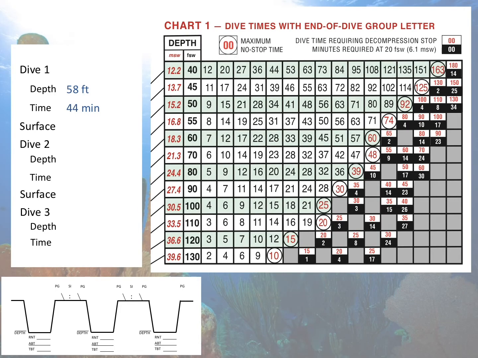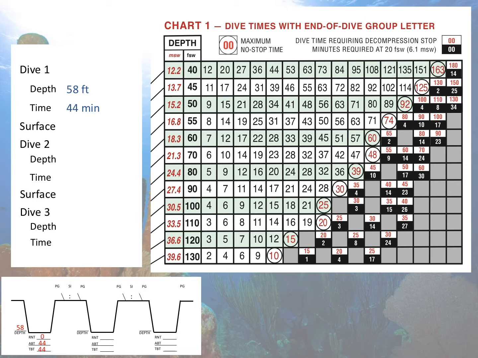For this next example, let's plan a dive to 58 feet for 44 minutes. We'll again start on chart 1 and write our depth and time into our worksheet. Also, since this is our first dive, residual nitrogen time is 0, and our total bottom time is also 44 minutes. Go ahead and write that down in the worksheet too.